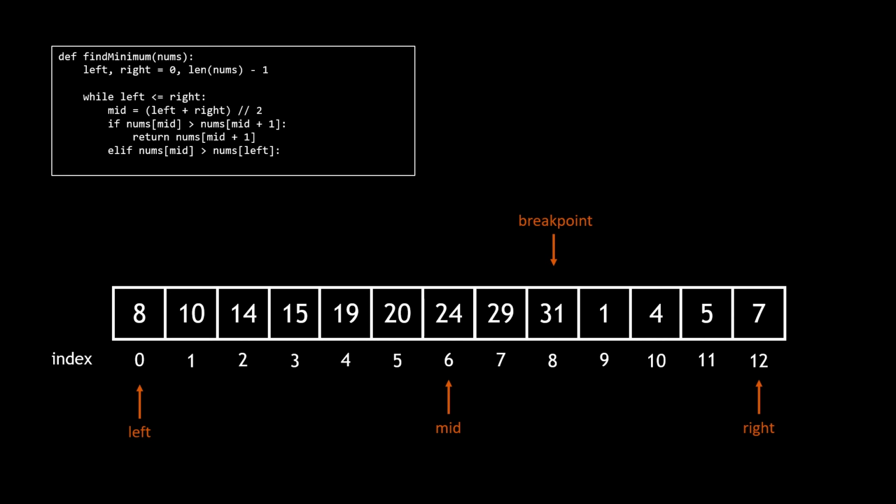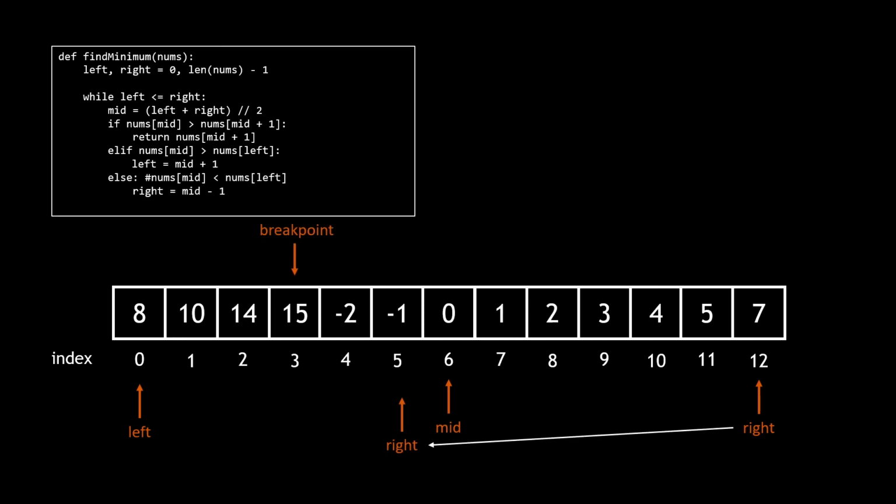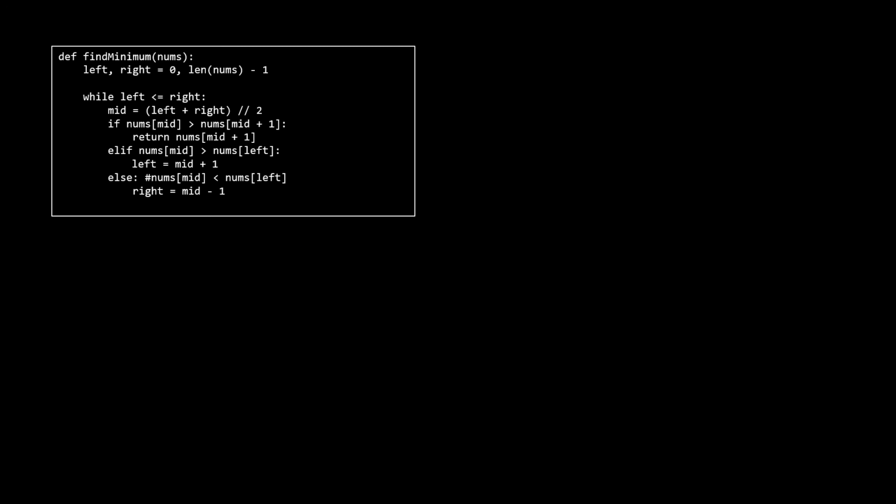Therefore, we think of the numbers between left and right as our possible range of candidates. Then we can reduce our search space in half by eliminating the left half and moving left to mid plus 1. Similarly, we can handle the case where the breakpoint is to the left of mid by moving right to mid minus 1. Okay, and that's basically the whole idea of the solution.